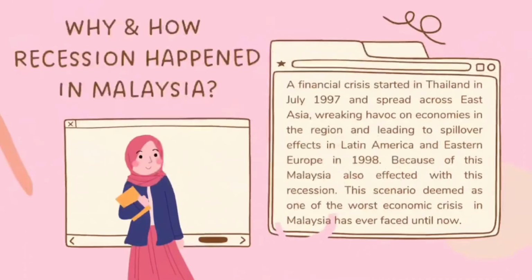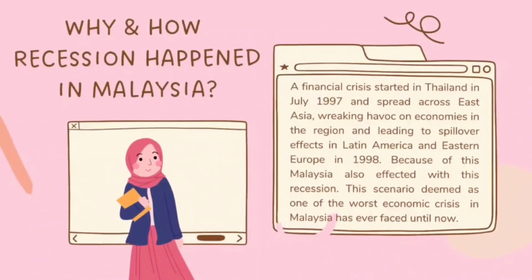Why and how can this happen? This happened because it started from Thailand in July 1997 and spread across East Asia, ranking third on economy in the region and leading to spillover effect in Latin America and Eastern Europe in 1998. Because of this, Malaysia was so affected by this recession, and this scenario is deemed as one of the worst economic crises Malaysia has ever faced until now.